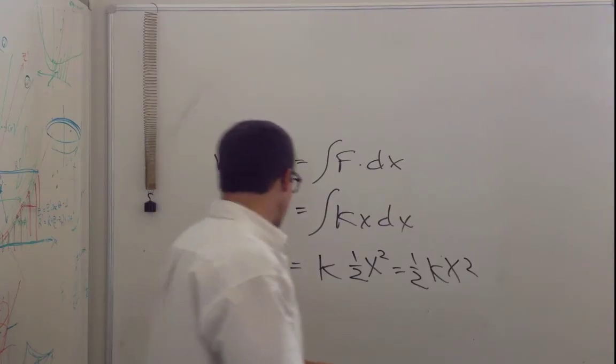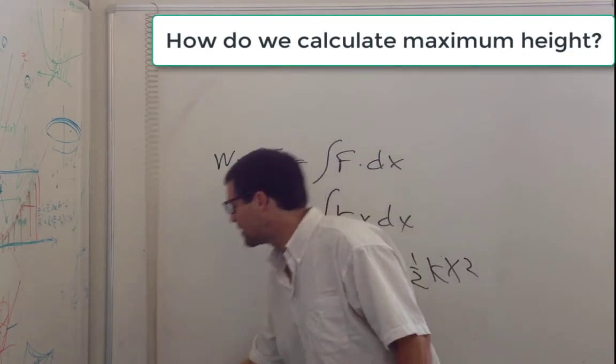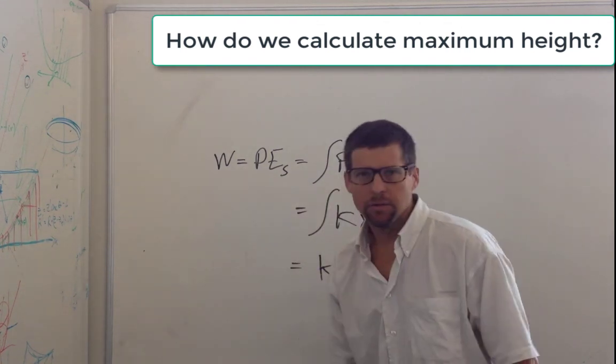So let's do a calculation. Let's say I take one of these 200 gram masses and I extend the spring 1 meter. How high does the mass go?